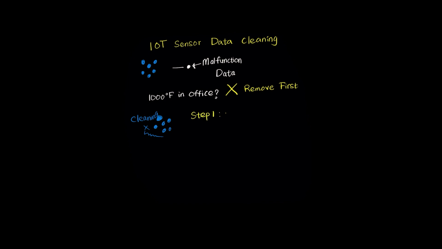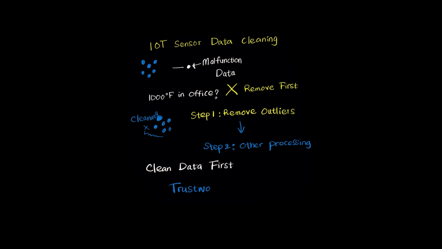Creating features from contaminated data spreads the error. Normalization with outliers distorts scales, and dimensionality reduction embeds bad data into compressed representations. Only after cleaning can we trust the data for model training.